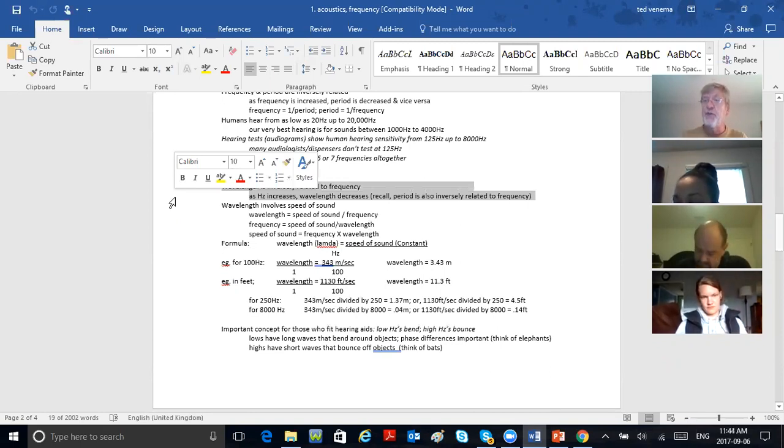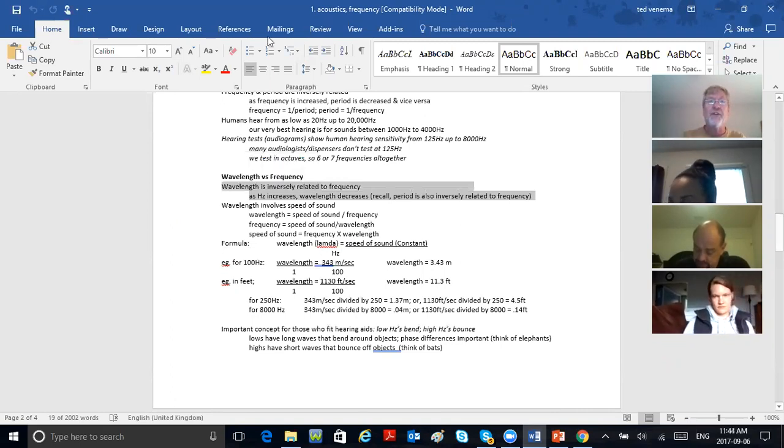Okay, so reading the notes here, just like period, wavelength is also inversely related to frequency. But there's something involved with wavelength.